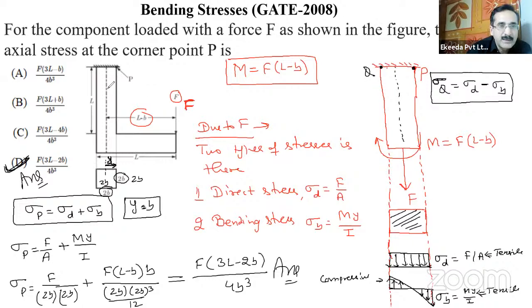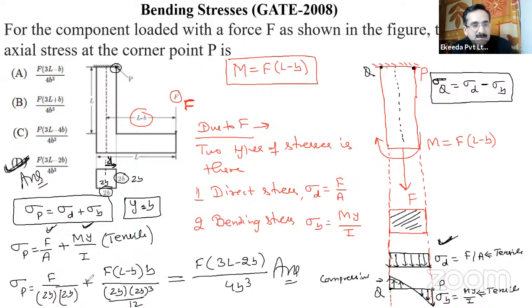Now there are two points there. They have chosen the point P. At P point, the nature of the direct stress is tensile, which is already there. But we have to find out the stress at point P. So stress at point P will be the addition of the two stresses, direct stress and bending stress. Direct stress is tensile, force upon area, and bending stress is My by I, and both are of the same nature, tensile. So that's why they are added up.